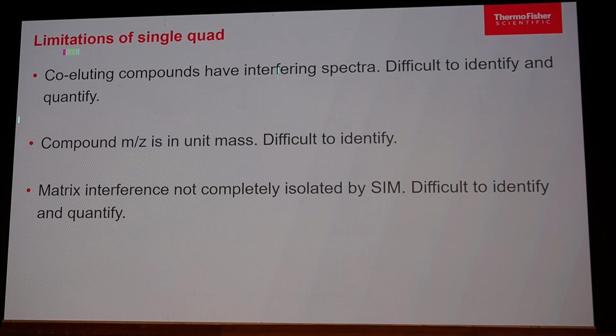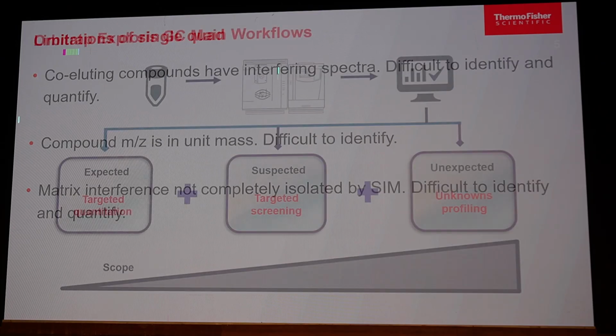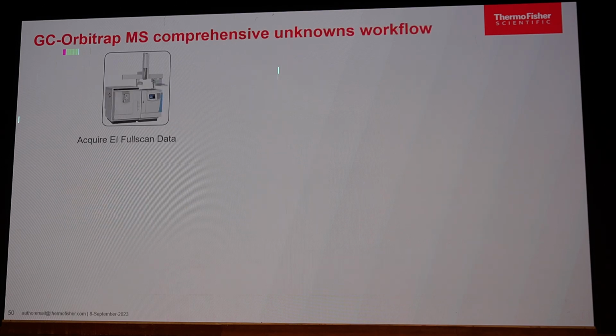Same thing with unit mass: as we have seen, when you have unit mass, you can't come to any final conclusion. And at that time we can work on this HRMS system. So this is a normal workflow for an unknown.